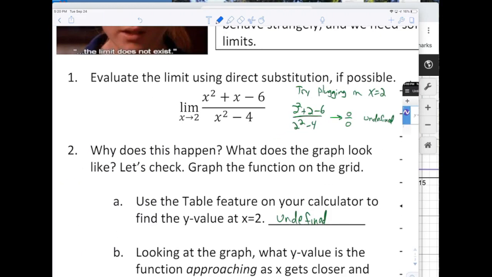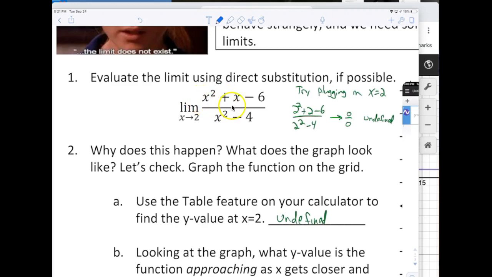Question 1 asks us to evaluate limits using direct substitution if possible. So what does direct substitution mean? If we have a nice function, then our limit is sometimes just the value of our function. So we can try that. Plug in a 2 everywhere you see the x.